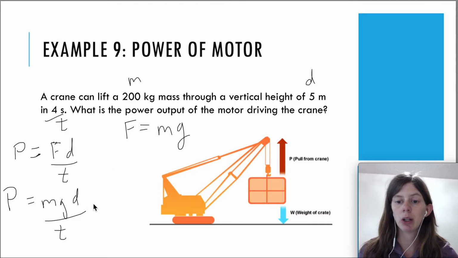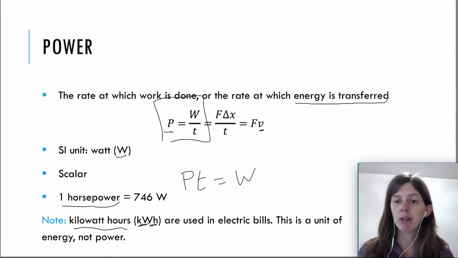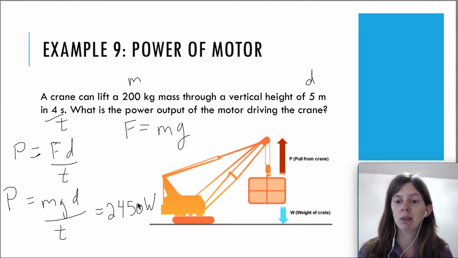Then we can plug in the numbers. I'll let you plug them in. 200 times 9.8 times 5 divided by 4, and we'll get 2450 watts. So that's how powerful the motor is. Since 746 watts was 1 horsepower, I haven't done the math, but this is between 3 and 4 horsepower for this motor.